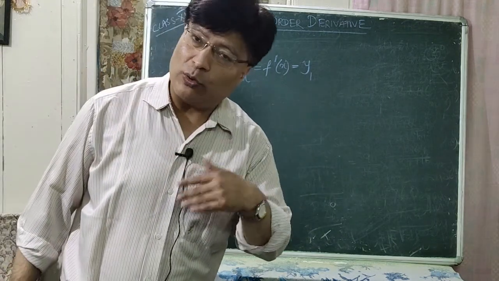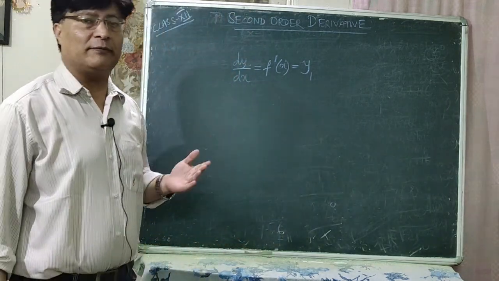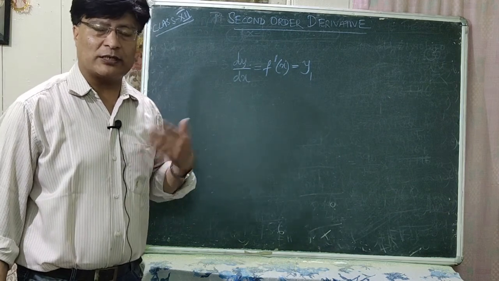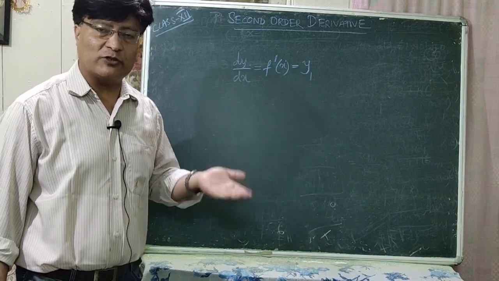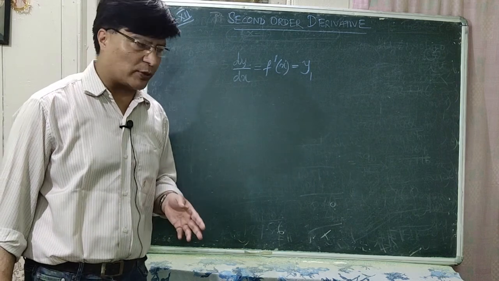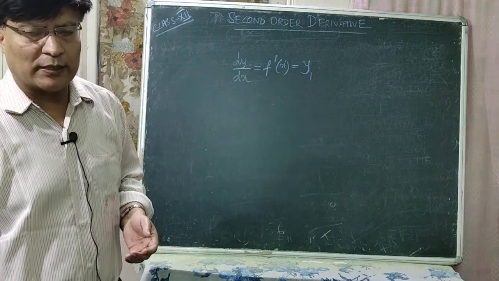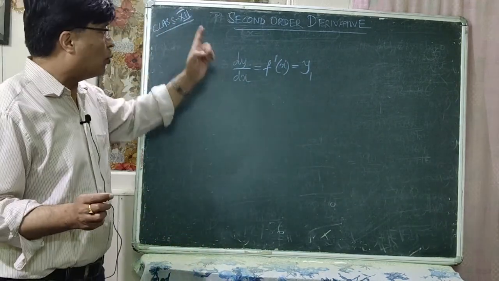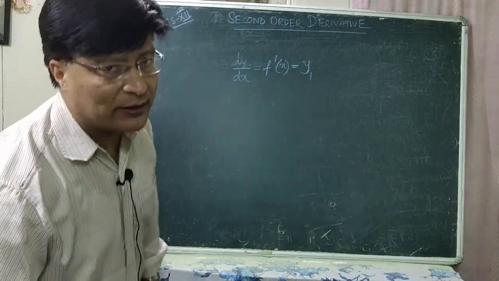Now you should know all the formulas from derivatives, that is what is dy by dx of sin x, what is dy by dx of cos x, what is dy by dx of sin inverse x, what is the differentiation of exponential function with respect to x, what is the differentiation of logarithmic function with respect to x, and so on. Okay, now what is meant by second order derivative?